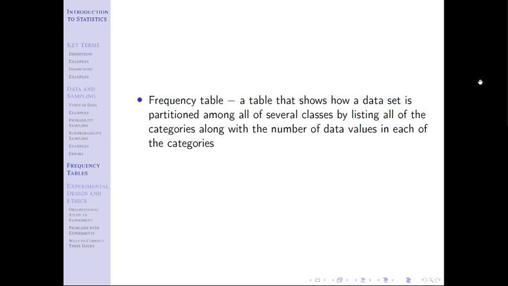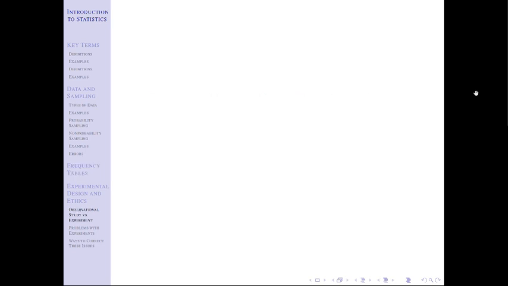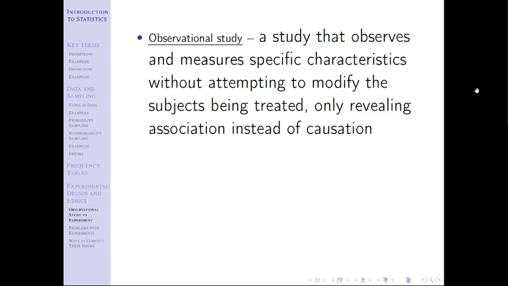We're going to move on to our last section of this chapter, which is experimental design and ethics. We have two types of ways we can get data. The first is an observational study. It's a study that observes and measures specific characteristics without attempting to modify. We're just watching. We're not actually trying to see what's going on by adding in any treatments, by changing people's behaviors, by having them do something. We're just going to watch.